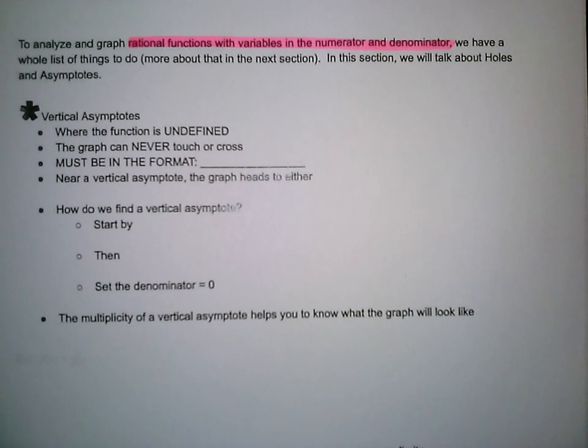Okay, to work with a rational function that has variables in the numerator and denominator, it's a whole lot more work. So when we go to graph it, we're going to have a list of things to do, and that's going to be in the next section. In this section, we're just going to talk about holes and asymptotes, which is a part of the process, but not all of the process.